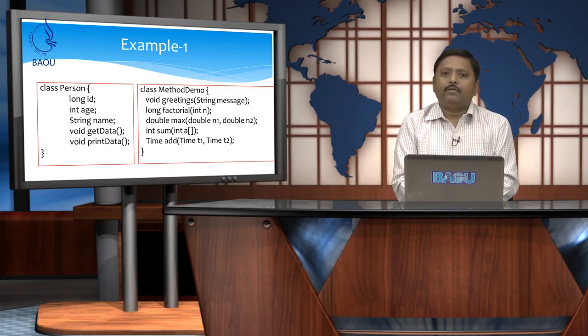So, we are going to write down three classes. One class is a person class, another class is a time class, and the last class is method demo, and inside method demo we will define all these methods. And we have one more class which is used to test all these classes. So, we write down four classes: person class, time class, method demo class and test class. So, let us start writing these programs inside NetBeans.